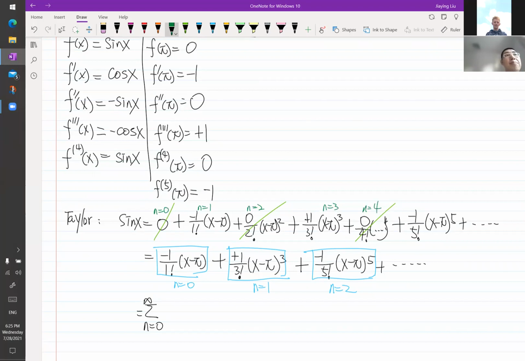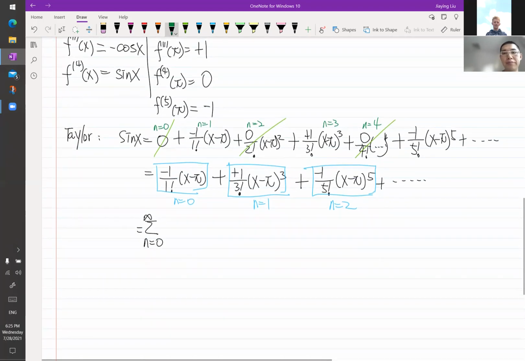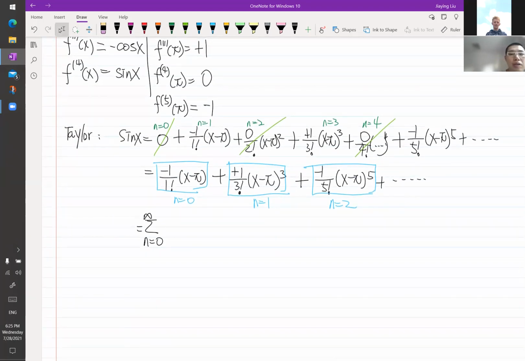That's what we have. But we shouldn't keep the 0 terms in the series. So when we write down a final answer, we should drop all the 0 terms and reorganize the terms in terms of n equals 0, n equals 1, n equals 2. But just keep in mind that they're not exactly the same as the general formula for Taylor series here. So how do we figure out the formula for the sigma notation? That usually you kind of have to look at it.